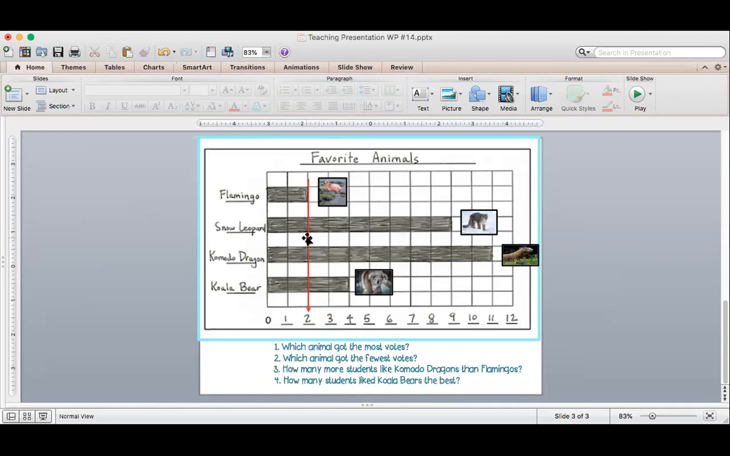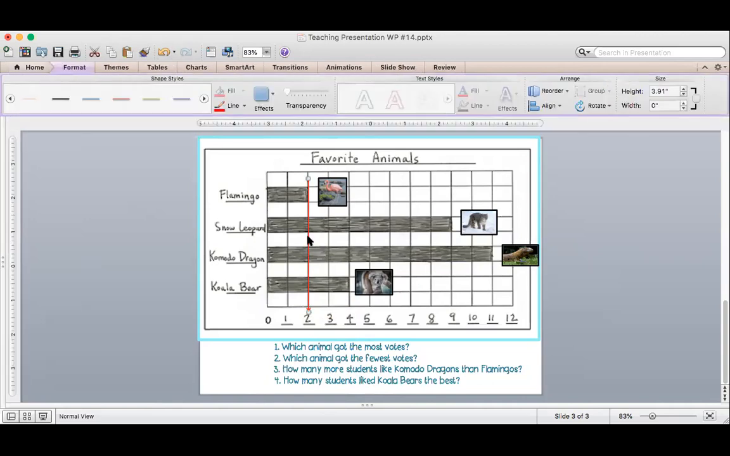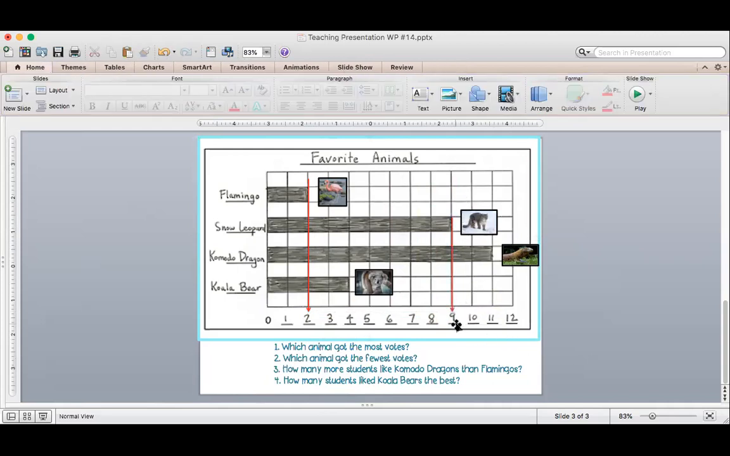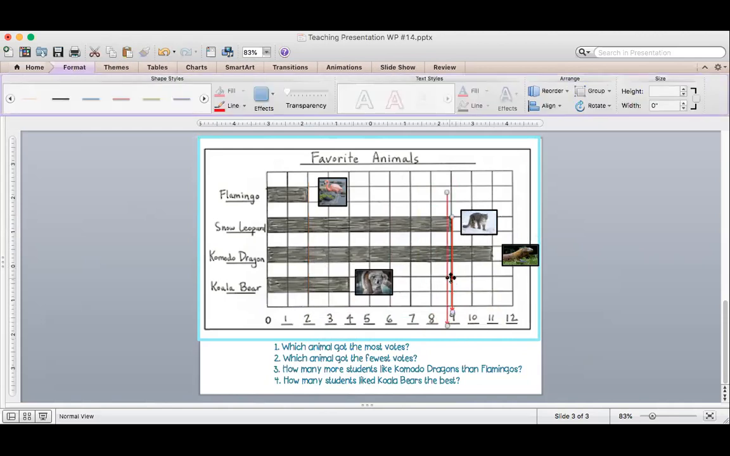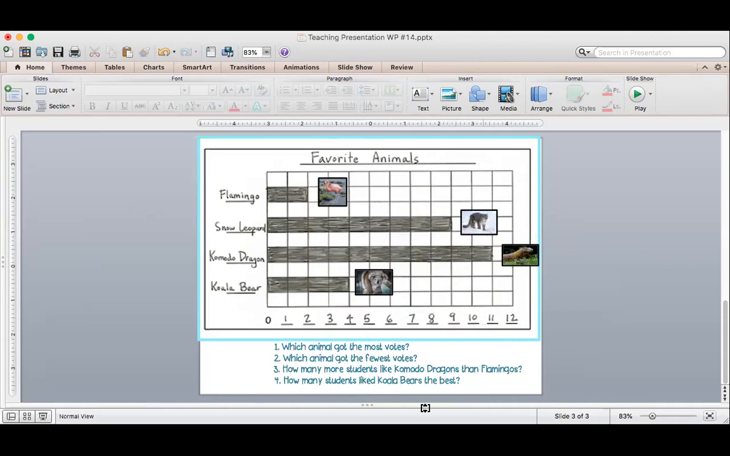Great. Now let's check snow leopard while we're here. All right, I'm gonna shorten my arrow. Start up here at the last bar for snow leopard. Drag the arrow all the way down. Follow, follow, follow. You can just follow with your finger, follow with your eyes. How many students voted for the snow leopard? 9. All right, now it's your turn to use the bar graph by yourself to answer the questions below.